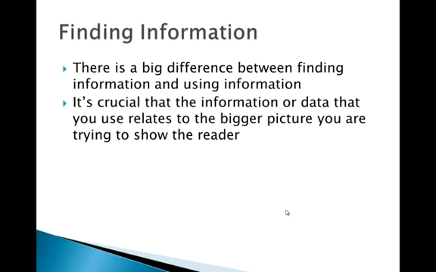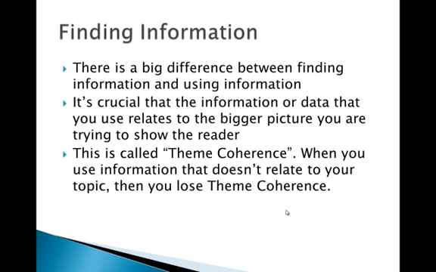So if you have a "so what" to a paper, for instance, if you want to tell them about cheese, you want to explain how cheese is made, different kinds of cheeses and stuff like that, when you find information, you want to make sure that it's related to that idea. This is called theme coherence. When you use information that doesn't relate to your topic, then you lose theme coherence. It means you lose track of what you're trying to tell people.